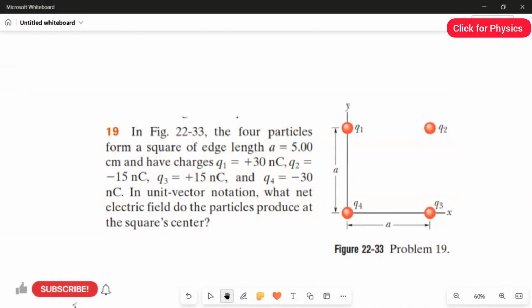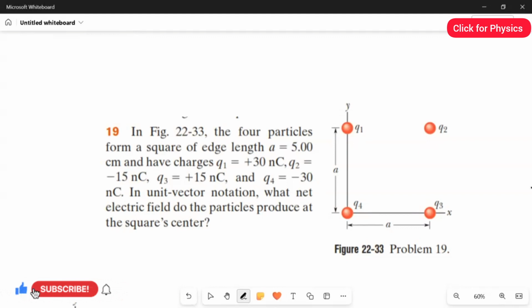Problem 19. In the given figure, four particles form a square of edge length a equal to 5 centimeter and have charges Q1 equal to 30 nanocoulomb, Q2 equal to minus 15 nanocoulomb, Q3 equal to plus 15 nanocoulomb, and Q4 equal to minus 30 nanocoulomb. In unit vector notation, what net electric field do the particles produce at the square center?